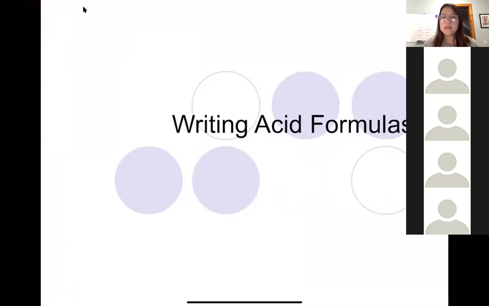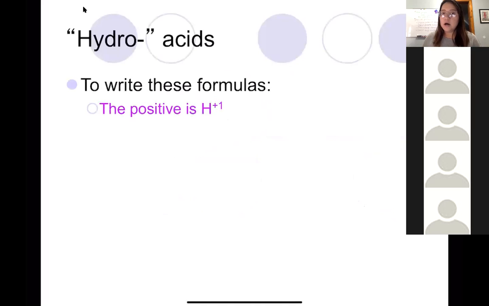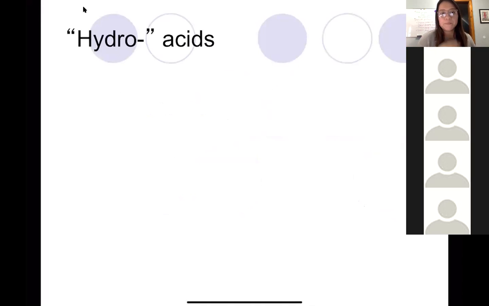So we're writing acid formulas today, so we're going to focus on that. Yesterday we talked about writing the name. I gave you the formula, you gave me the name. Now I'm going to ask you, from the name, to give me the formula. First of all, remember, like I said before, we have 2 types of acids: acids with oxygen and acids without oxygen.